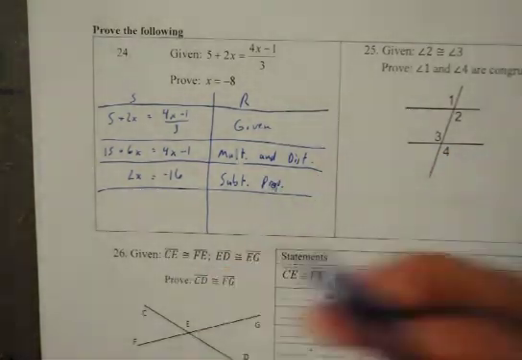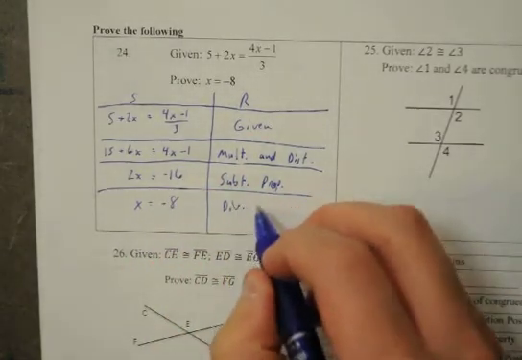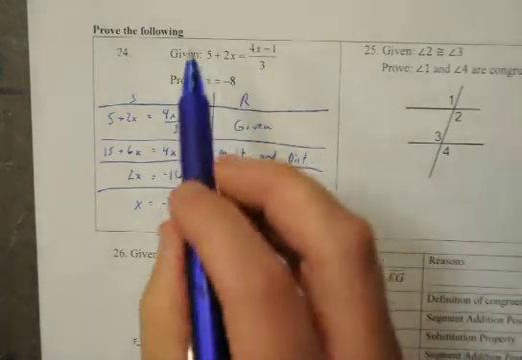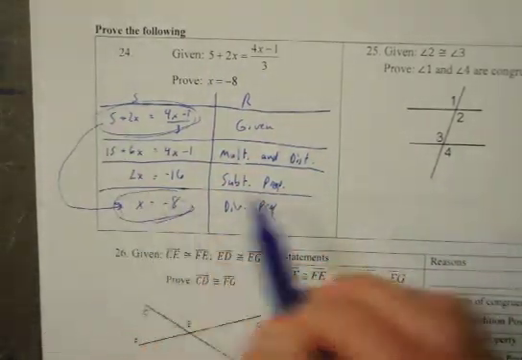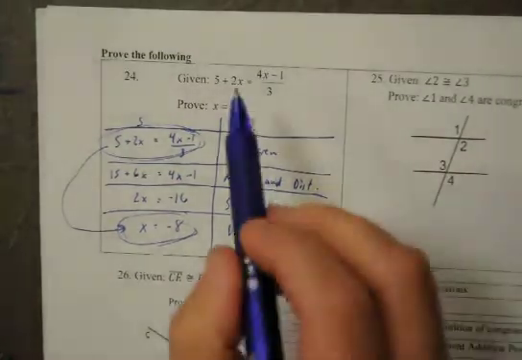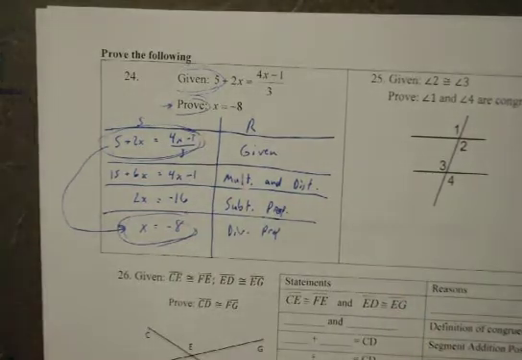Subtraction property. And then lastly, x is equal to negative 8 by the division property. I did it. I started with this, and I ended with this. That's a proof. You start with your given, and you end with what you're trying to prove.